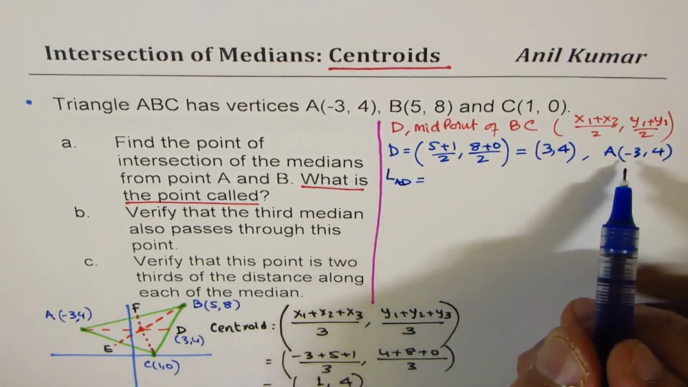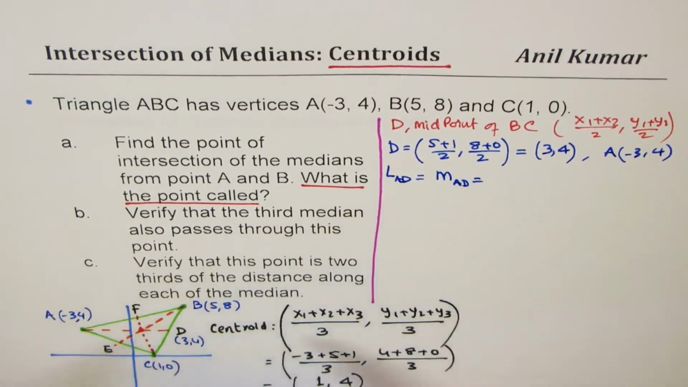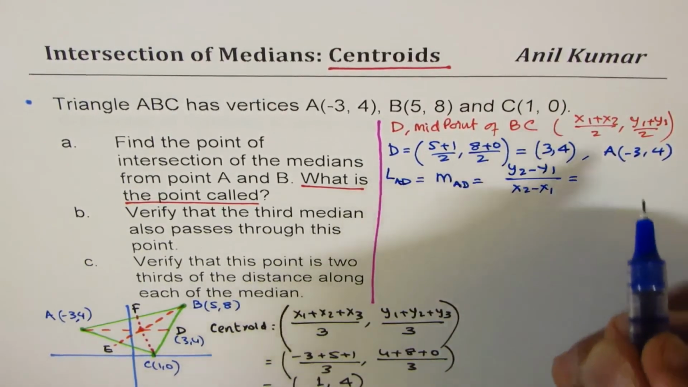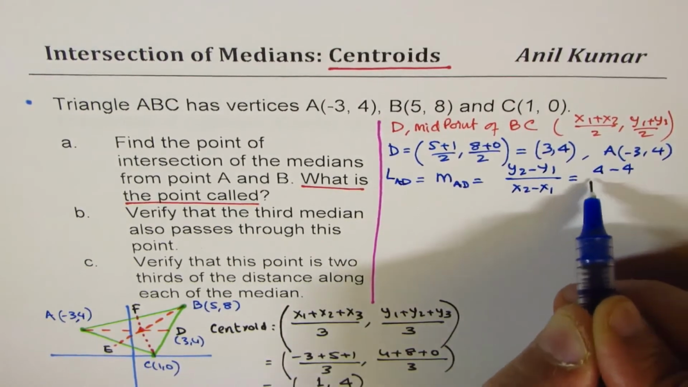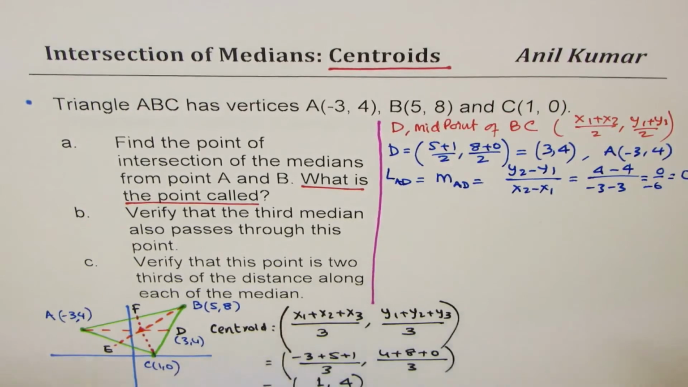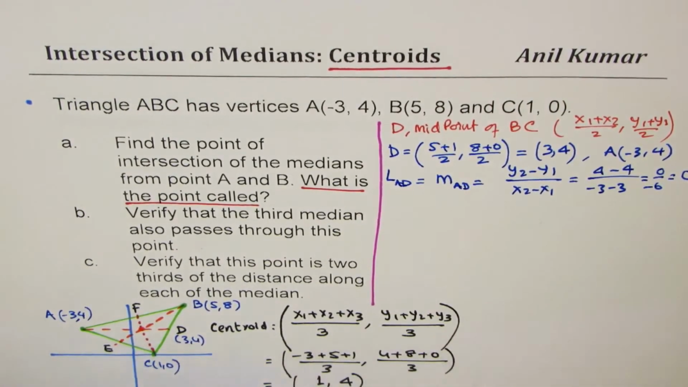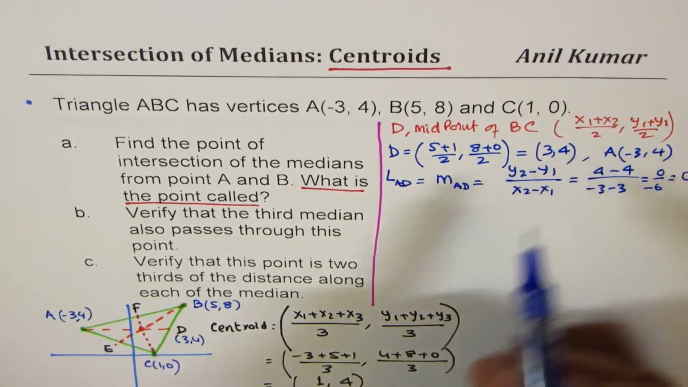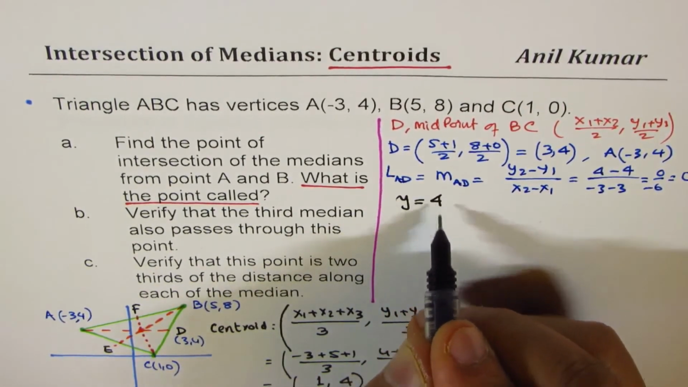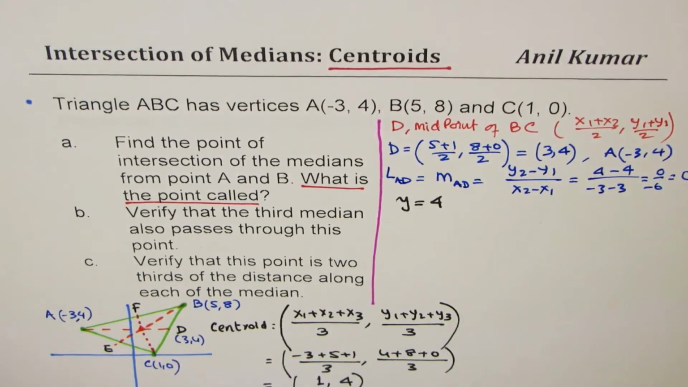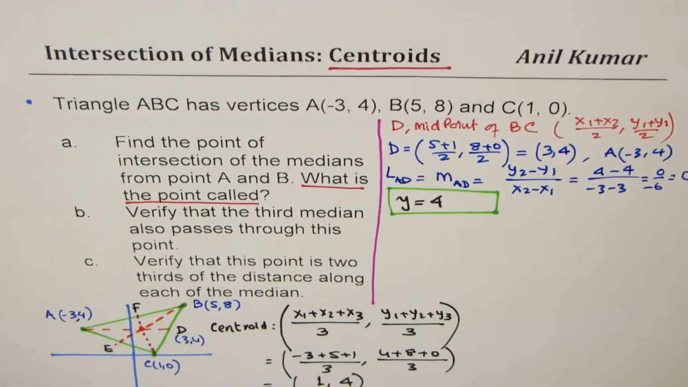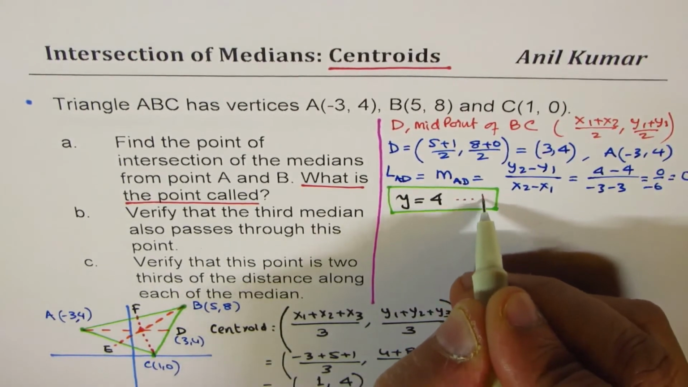To find the equation, we should first find the slope. So what is the slope of AD? Slope, we'll use the formula y2 minus y1 divided by x2 minus x1. That gives us 4 minus 4 divided by minus 3 minus 3, which is 0 over minus 6, which is 0. Since the slope is 0, it's a horizontal line, as you can see, y points have 4. So the equation of AD is y equals 4. Right? So that becomes the equation of the line AD. Let me highlight this, and we'll call this our equation number 1.